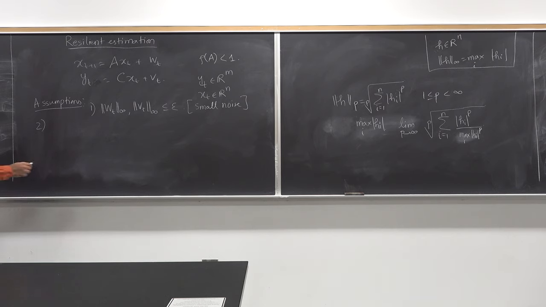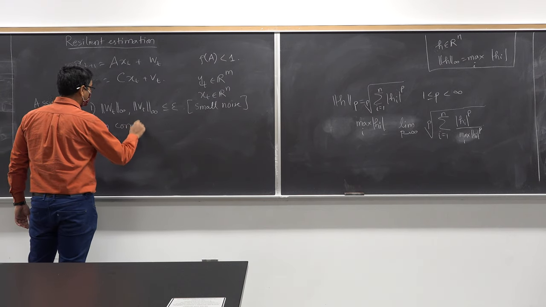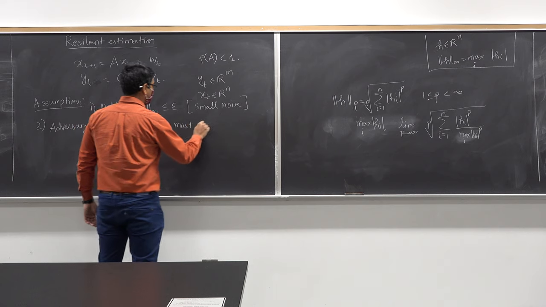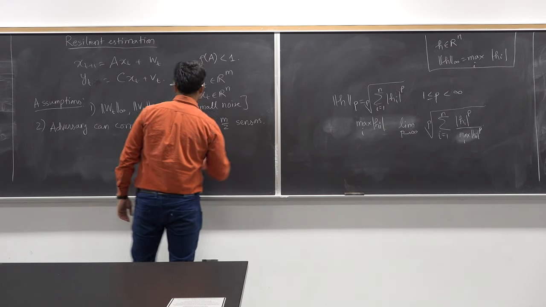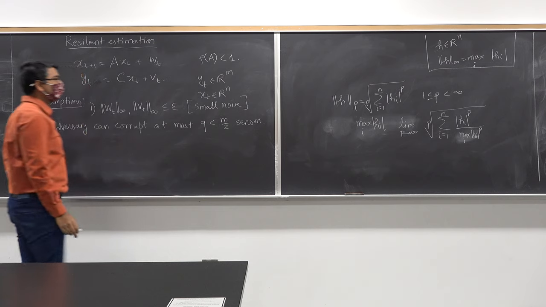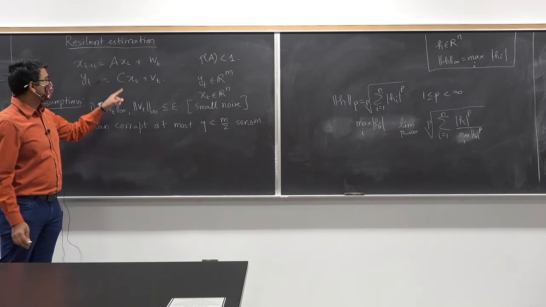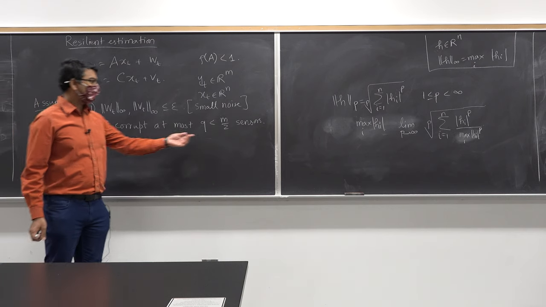Okay. Now the second assumption is that the adversary can corrupt at most Q, which is less than M over 2 sensors in YT. So YT consists of M sensors. YT is giving you M readings. So the adversary can corrupt the information from at most Q, which is strictly less than M over 2 sensors. So this building has 50 temperature sensors, one in each room, and the adversary can corrupt less than 25 sensors in the building.